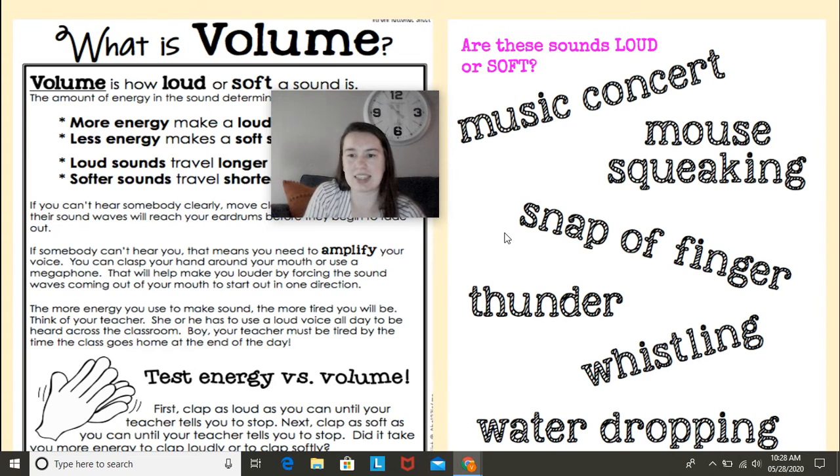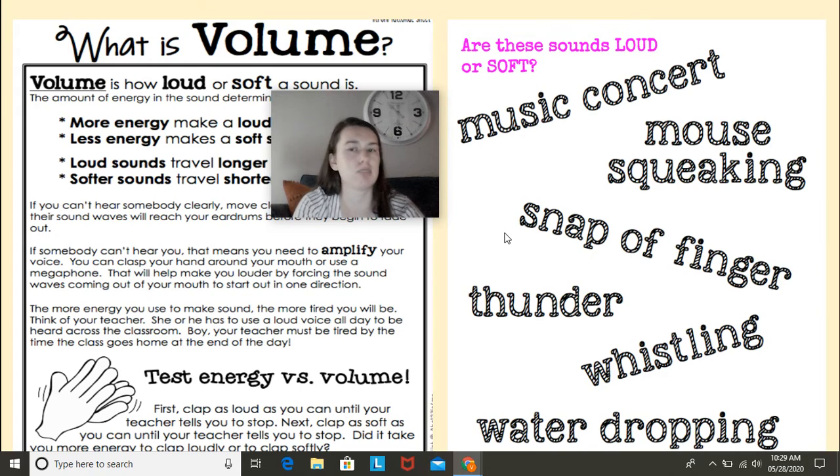All right, a mouse squeaking, is that loud or is that soft? Soft, correct. What if you snap a finger? Is that loud or is that soft? I think it's pretty soft. Some people have more of, like my brother has huge hands. He's very tall and very big. So if he snaps his finger, it's kind of scary because his hands are just so big. But for me and for you guys, it's probably going to be more of a soft sound.